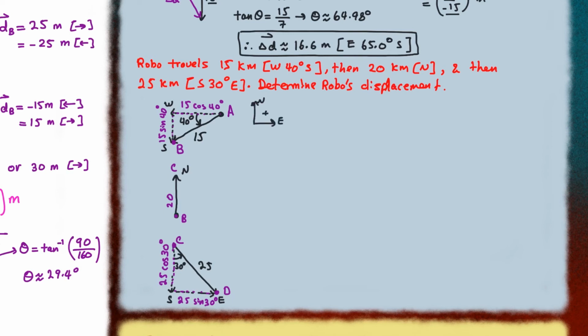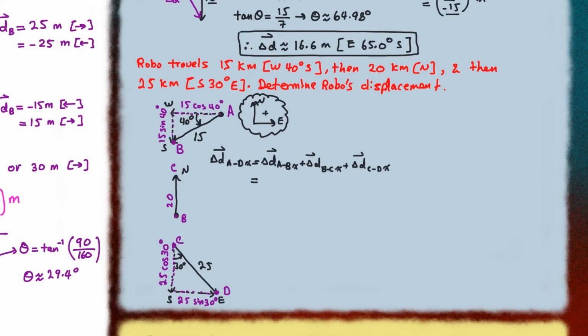We're going to draw a coordinate system, and we're going to label east and north as our positive coordinate axes. The total displacement in the x direction from A to D will equal the displacement of A to B in the x direction plus the displacement from B to C in the x direction plus the displacement from C to D in the x direction.